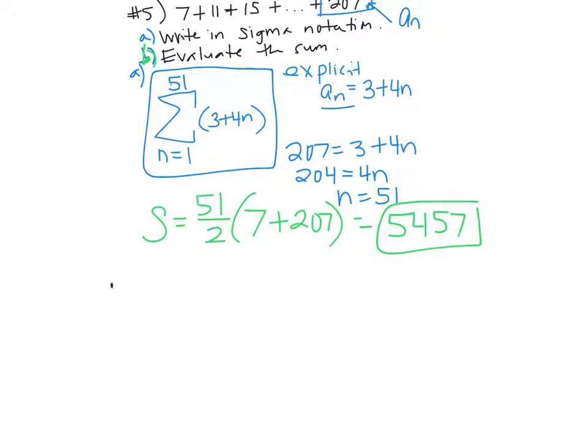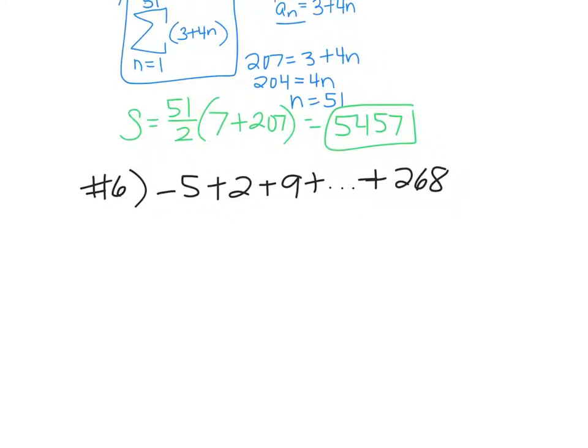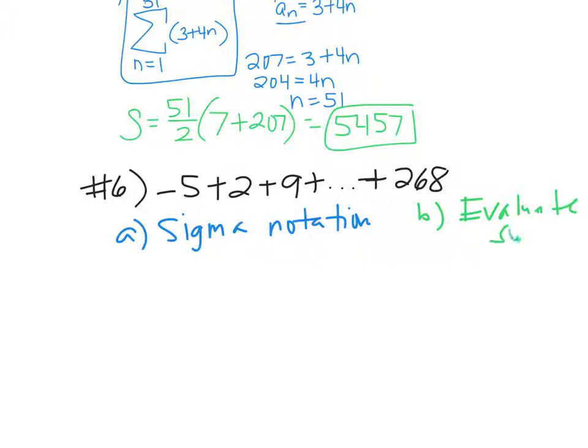All right, I'm going to let you do one now. Are you ready? You try this one. Okay, let's see if you got this. We'll do this one. Negative 5 plus 2 plus 9 plus ... all the way to 268. I want you to, A, write this in sigma notation, and then B, evaluate the sum. Last problem. I'll let you try it.